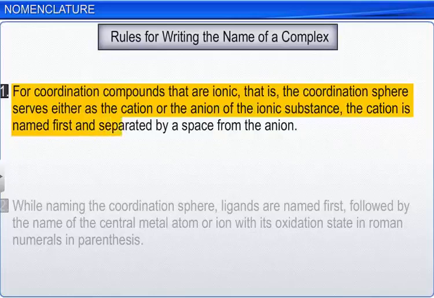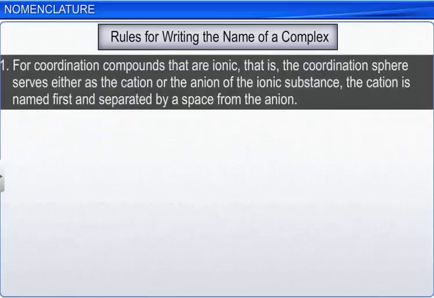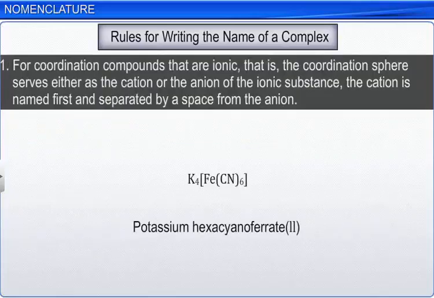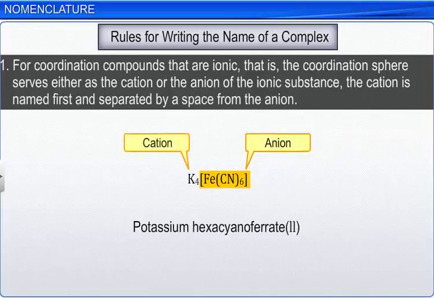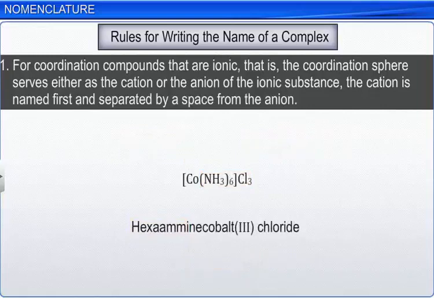For example, in the complex K4[Fe(CN)6], where the coordination sphere is an anion, the cation, potassium, is named first and separated by a space from the name of the anion. On the other hand, in a complex such as [Co(NH3)6]Cl3, where the coordination sphere is a cation, the cationic coordination sphere is named first, followed by the name of the counter anion, chloride.